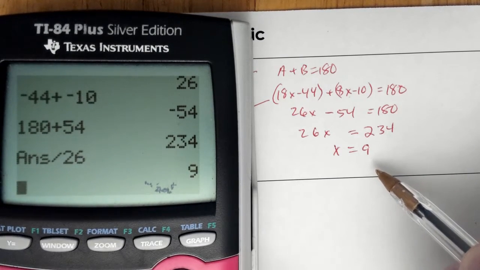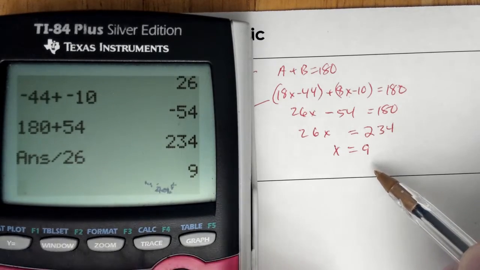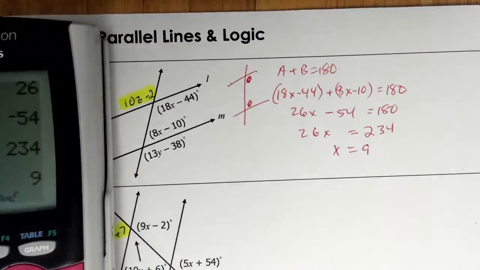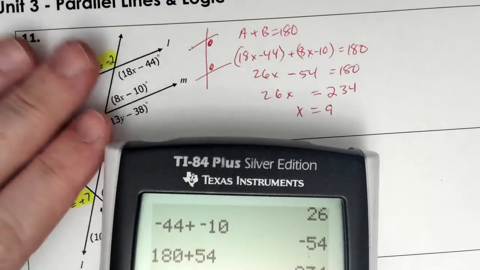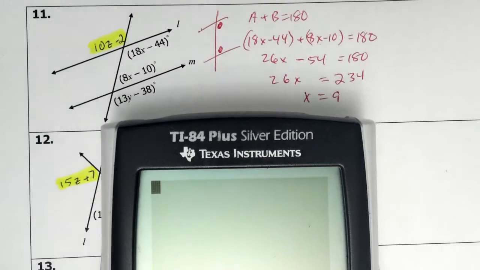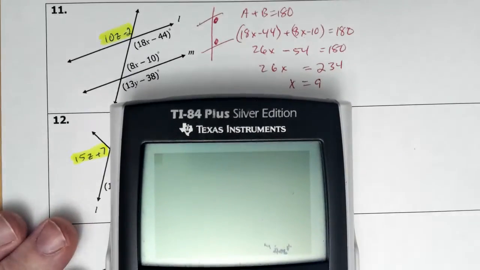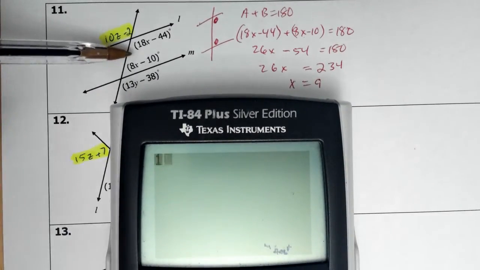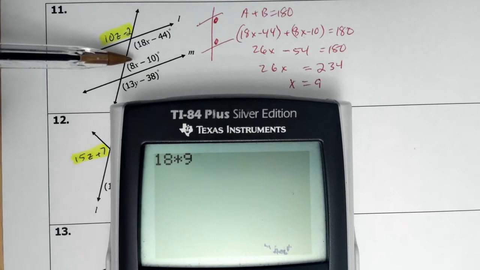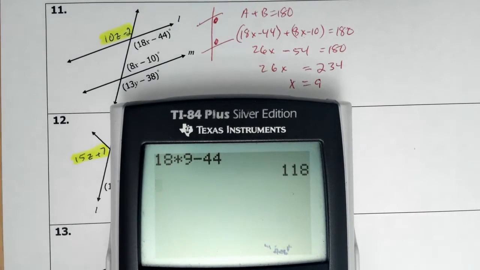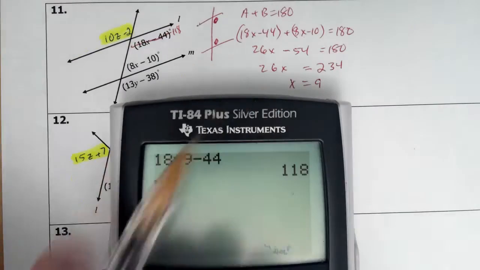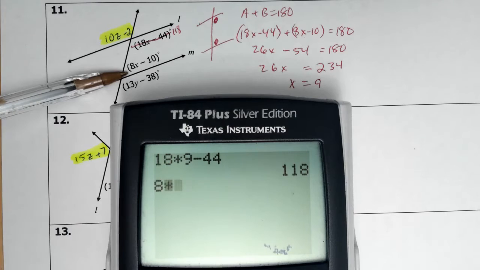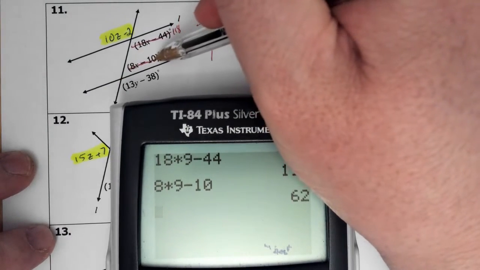What are you supposed to do as soon as you find x? We're supposed to plug it back in, so let's go ahead and do that. We plug this back into the calculator and solve for each of those angles. I'll zoom out a little bit. We have 18 times 9 minus 44, and that is 118. So this angle turns into 118. Then this angle, 8 times 9 minus 10, we get 62. So this one becomes 62.